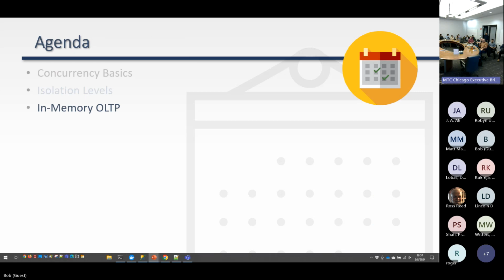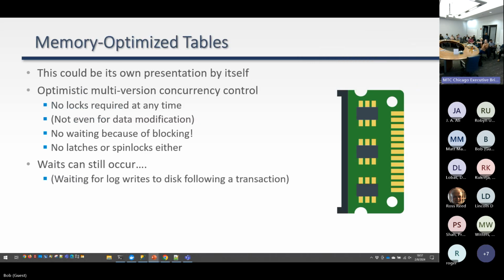And very, very briefly, I'm going to throw everything out the window and explain in-memory OLTP in like 2 slides. This creates what are called memory optimized tables, and this could be its own presentation. Other people have presented this by itself, for an hour at a time. But this is using optimistic multi-version concurrency control. This has no locks, not even for data modification. There are never locks. There's never any waiting for blocking because there's never any locks to cause blocking.